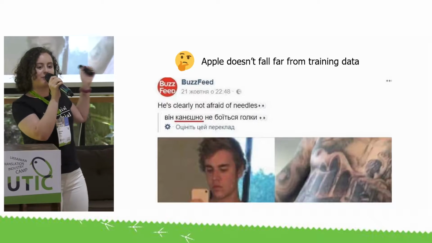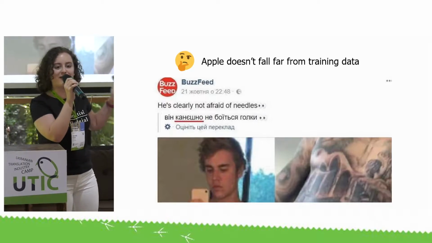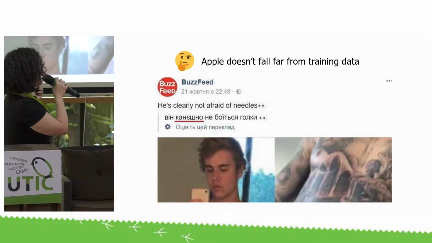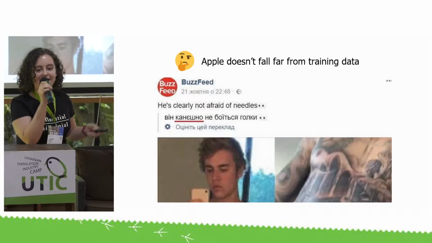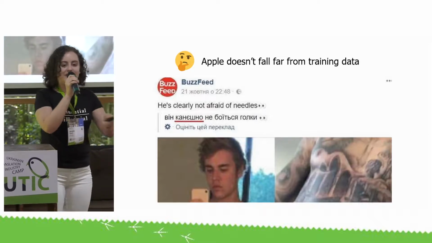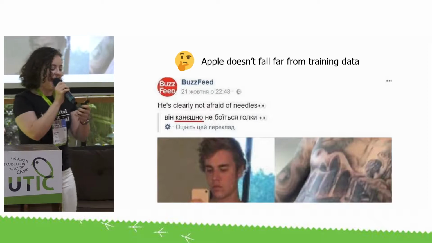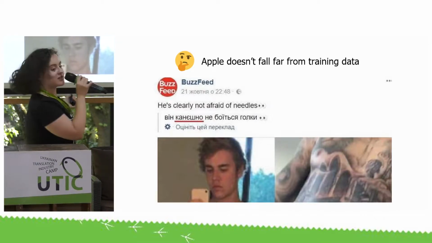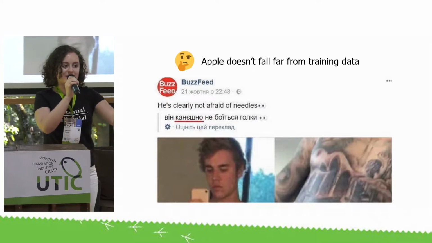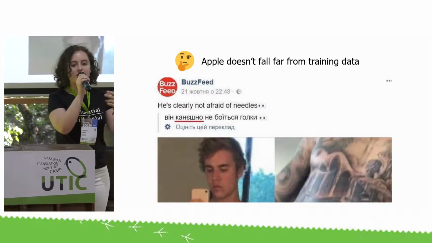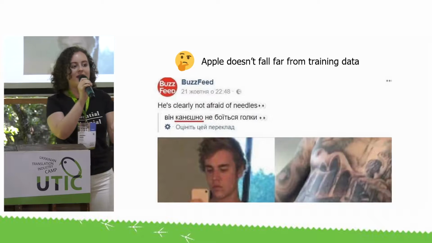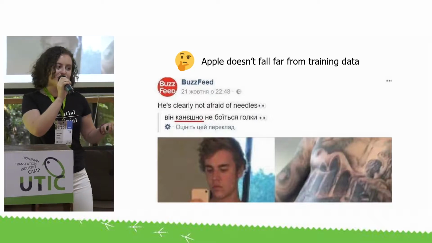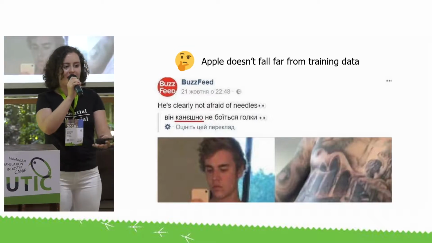this is an example of machine translation developed by Facebook. BuzzFeed posted something about Justin Bieber and that he got a tattoo, and someone translated it using Facebook machine translation into Ukrainian, and the machine translation used Surzhyk. And if you don't know what Surzhyk is, I will explain. It's kind of a patois.